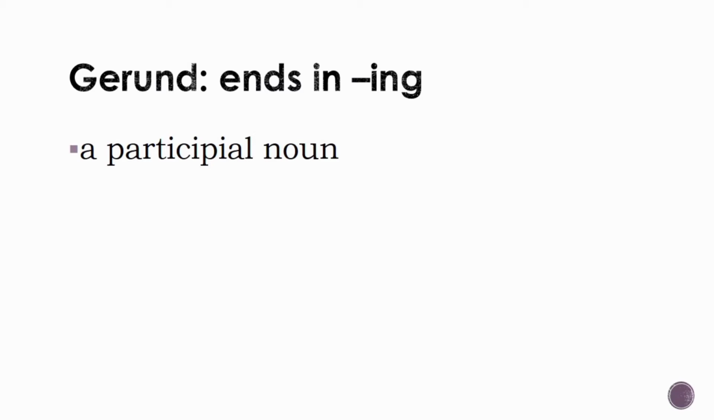Your participle, it ends with ing, d, ed, t, and en, while your gerund ends only in ing, and it is used as a participial noun. To recap again, your infinitive is used as a noun equivalent or an adjective or an adverb. Your participle is used only as an adjective, and your gerund is used only as a noun.